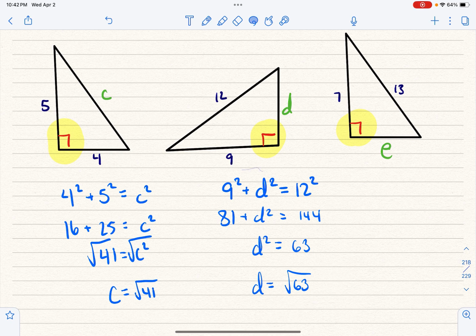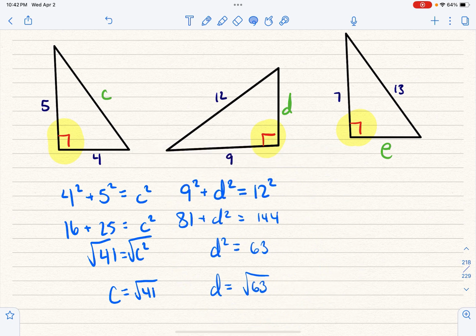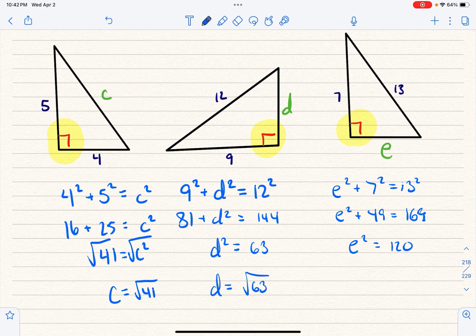And then lastly, let's take a look at this last one. We've got e squared plus 7 squared is equal to 13 squared. So that is to say that e squared plus 49 is equal to 169. Subtract the 49 from both sides, and I get that e squared is 120. Take the square root, and I get e is the square root of 120, which again is really close to a whole number, really close to 11, but it's not. So that's how I leave it.